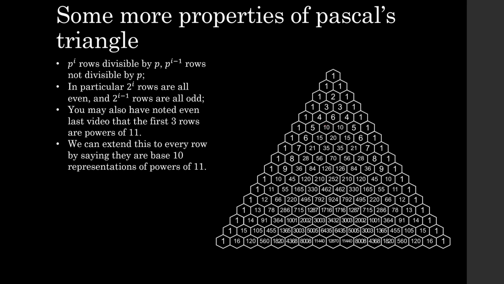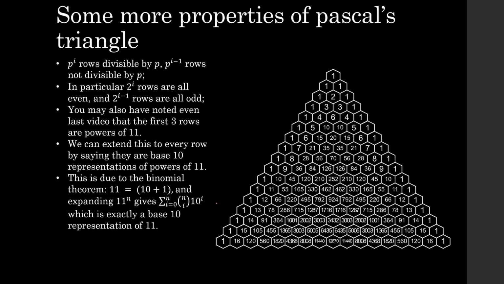Why do I say just the first 3 rows? Because if I have a 10 here, it doesn't mean much anymore. I can't really just put these guys together as a string. That's because before we were considering the reduced base 10 of the numbers. But if I instead consider this as a normal base 10 representation of a number, then this does make sense. And this is due to the binomial theorem.